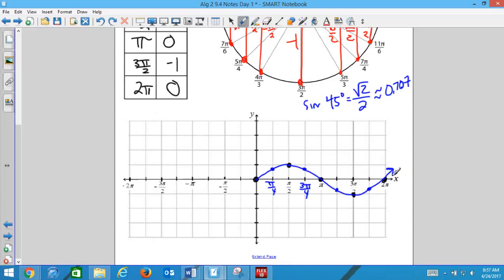It does not stop or start at 0, 0, because on the unit circle we could go to negative pi over 2. What is it at negative pi over 2? Negative 1. What is it at negative pi? 0. What is it at negative 3 pi over 2? Negative... And then at negative 2 pi, it would be at 0 again. The pattern should continue.